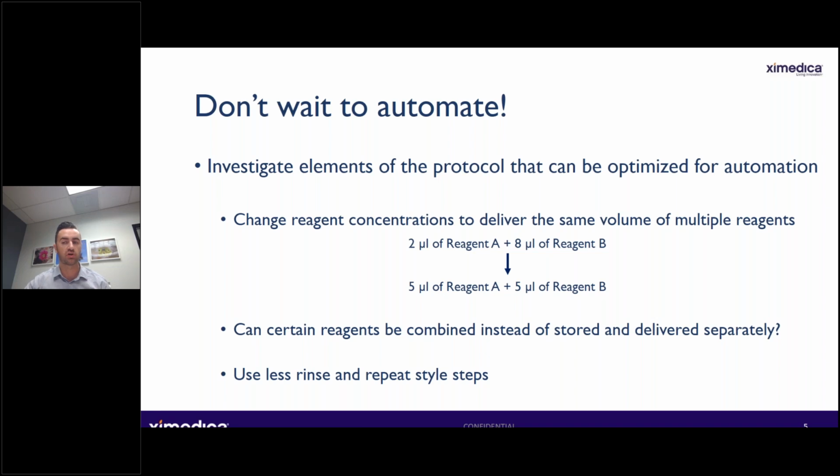So after you've assessed your protocol and substituted in some more automation-amenable steps, you can then start to look at subtler tweaks that would help the instrument design portion of your development process. One example of this is to examine the various fluid volumes delivered throughout your protocol. In the example shown on the screen, we have a reaction that's comprised of a 2 microliter volume of reagent A along with an 8 microliter volume of reagent B. If we can adjust the concentration of these reagents, the potential is there to change this to a delivery of two 5 microliter volumes of fluid.